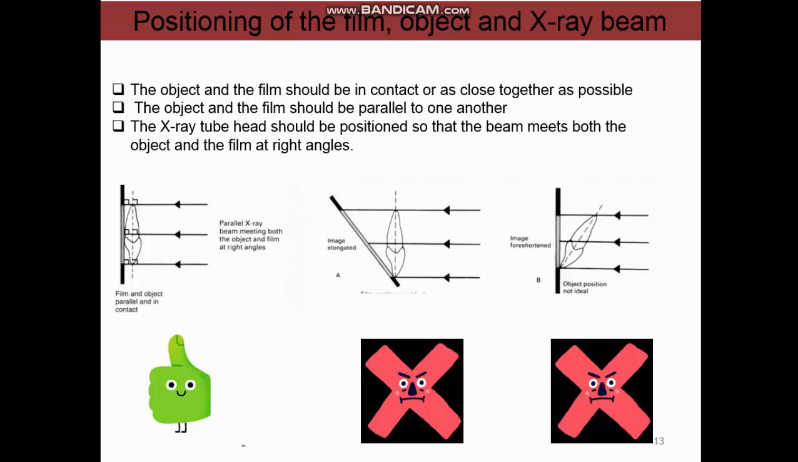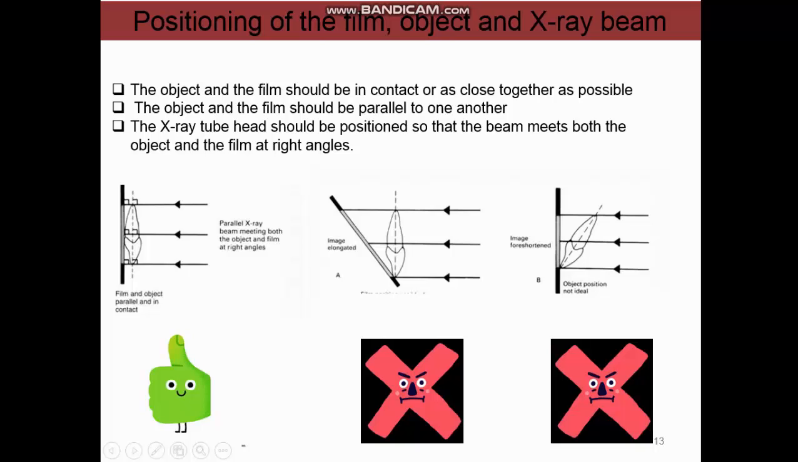These include: the object and the film should be in contact or as close together as possible; the object and the film should be parallel to one another; and the X-ray tube head should be positioned so that the beam meets both the object and the film at right angles. The first picture is correct because the film and object are parallel and in contact, as you can see here, and the parallel X-ray beam meets both the object and film at right angles.